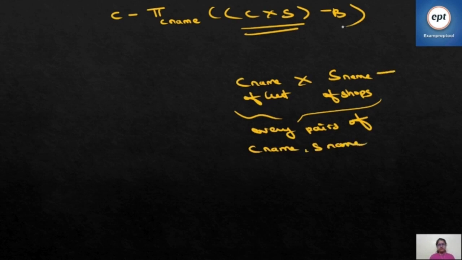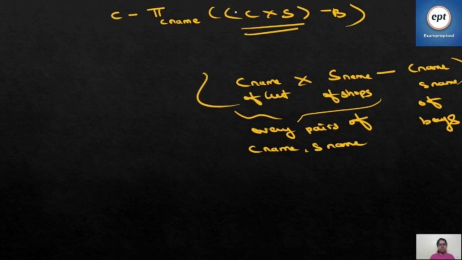So it is divided by B, and what does B have? C name and S name of buys. So we will subtract this from every pair of C name and S name. After that, what will we do? We will do the projection of C name.